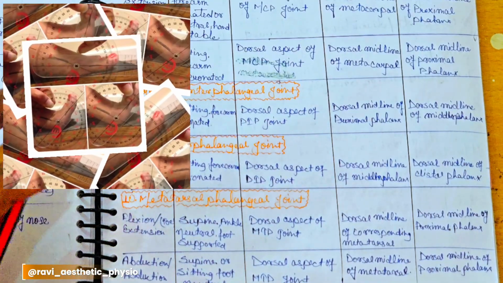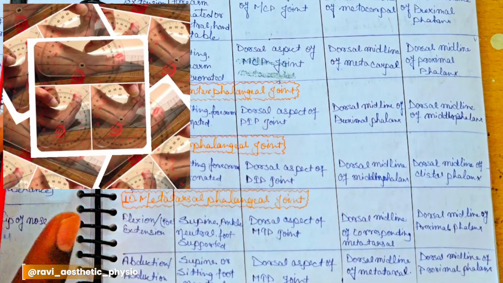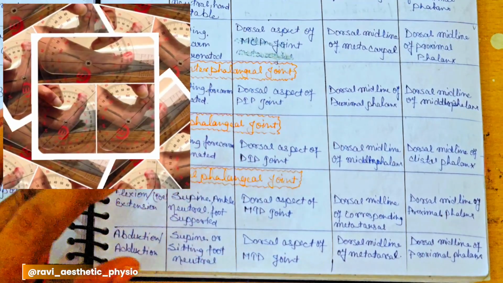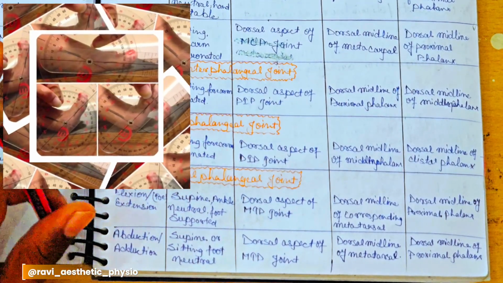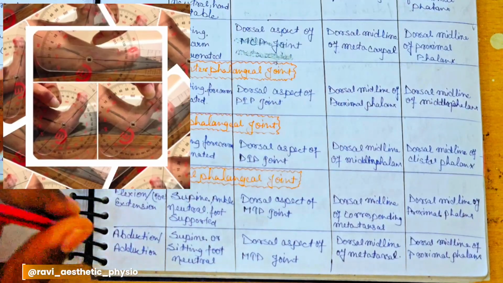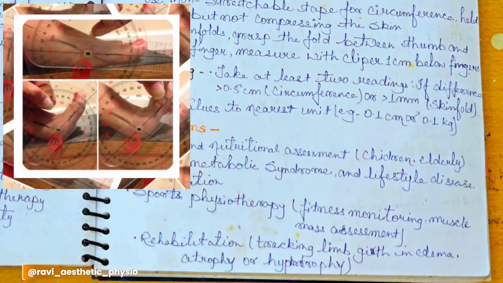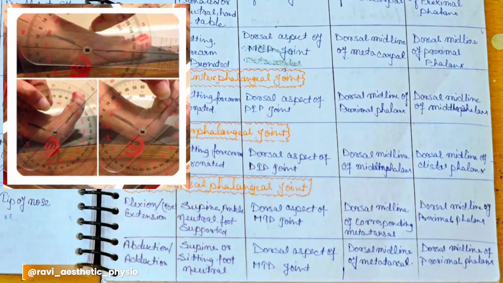Next is adduction, abduction. Patient position is supine or sitting in the neutral position. Fulcrum is placed over the dorsal aspect of the metatarsophalangeal joint, and stationary arm is to be stable with the midline of the metatarsal bone, and movable arm is to move with the dorsal midline of the proximal phalanx. So you can easily find the abduction adduction range of the metatarsophalangeal joint.